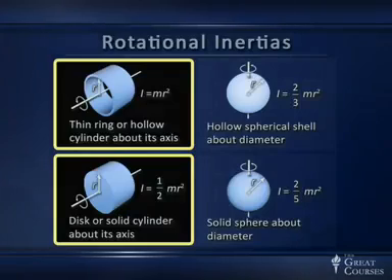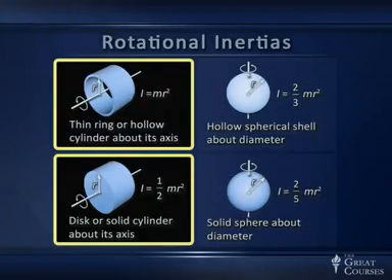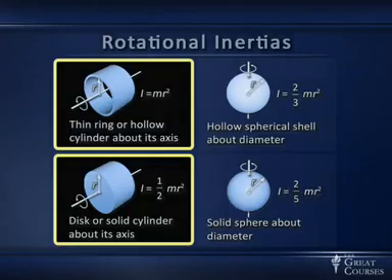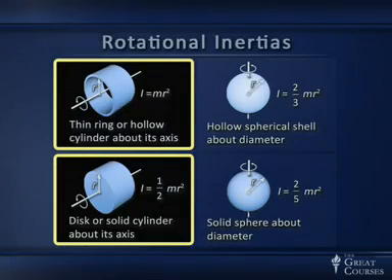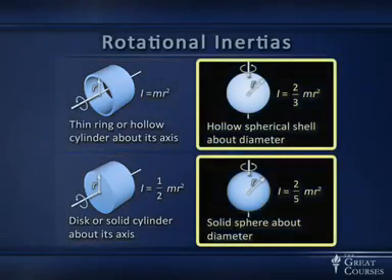And the reason for the difference is that some of the mass of the lower one is down closer to the center. So like the red wand, it isn't as far out. And so it's not as hard to change its rotational motion. And therefore, its rotational inertia is less. On the right-hand side, we have a hollow sphere and a solid sphere.